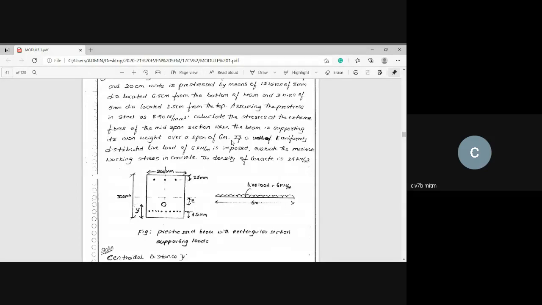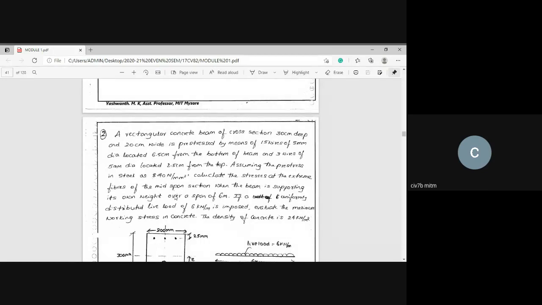If a uniformly distributed live load of 6 kilonewton per meter is imposed, evaluate the maximum working stress in concrete. Consider the density of concrete as 24 kilonewton per meter cube. So this is the problem. Please note down the problem.